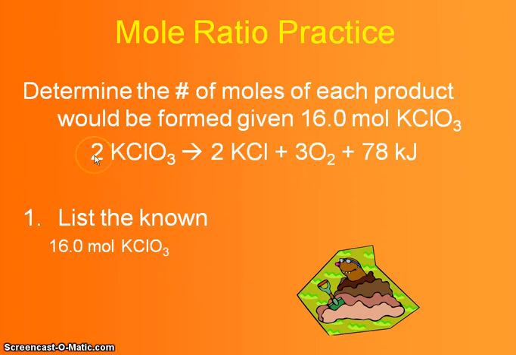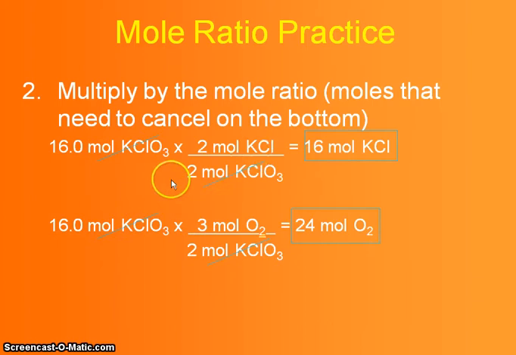The first ratio I'll be using will be from the moles of my reactant to the moles of the first product, which is KCl. So it's a 2:2 ratio. That's how I have it set up here. I want the moles of my reactant on the bottom so that it will cancel out. I'll multiply across, divide by the bottom, and that will give me the moles of KCl that I could make.